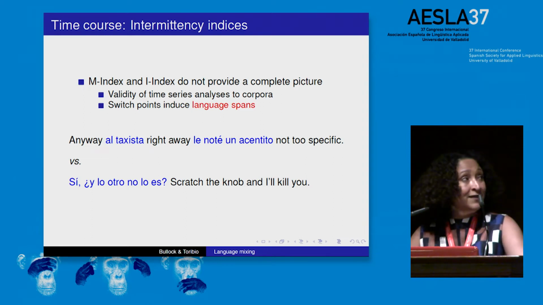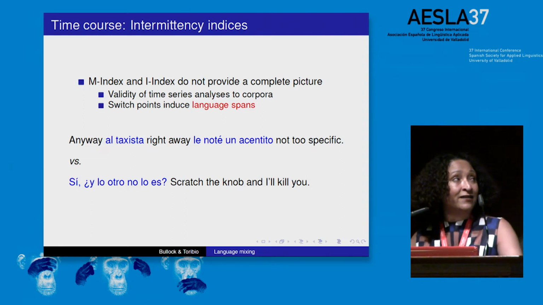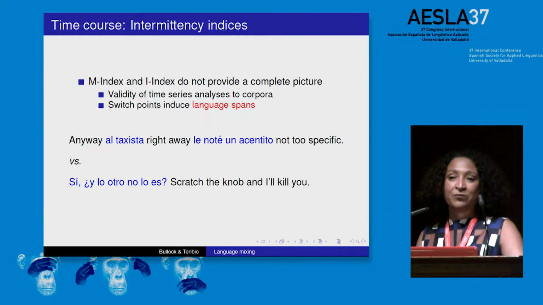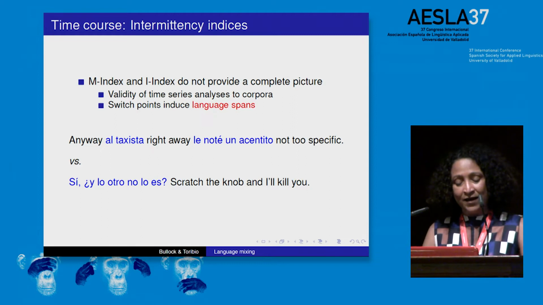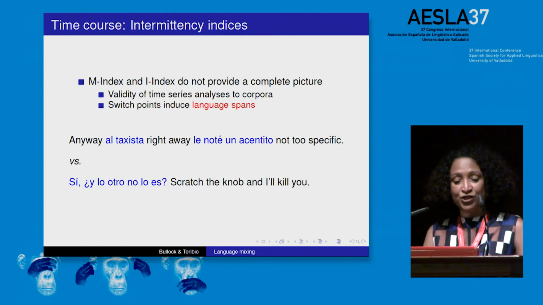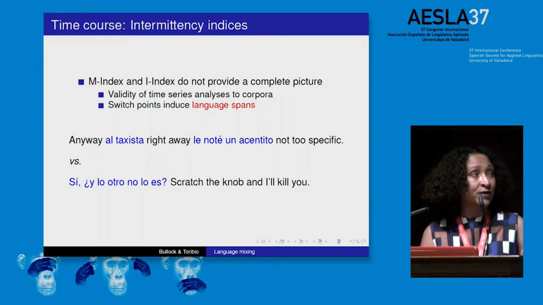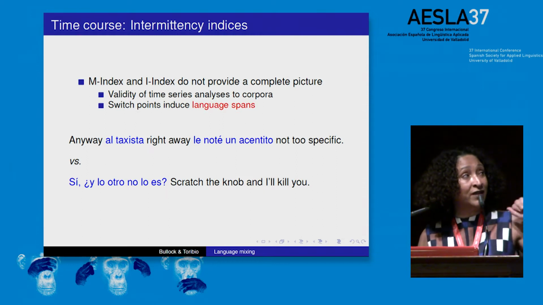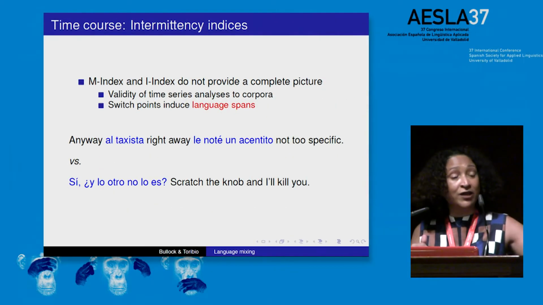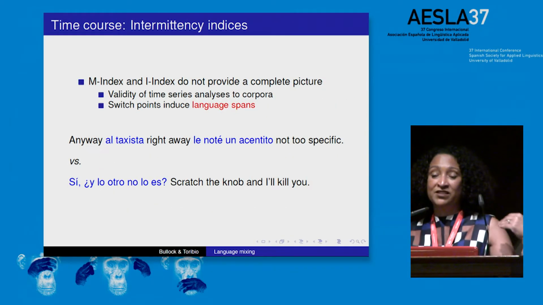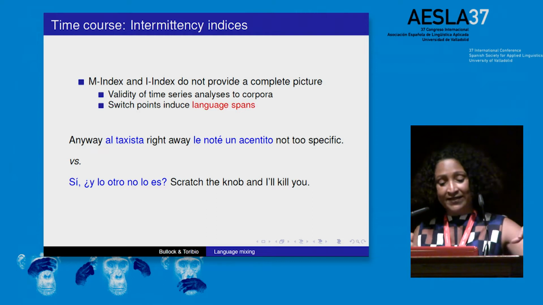So these indices, the M-index and the I-index, don't yet provide a complete picture, right? Knowing that you have a relative proportion of languages or how often you might switch is not enough. We also need to look at the sequencing of words in a text. And it's important in this regard to think of switching as inducing language spans. So let's take a look at this example here.